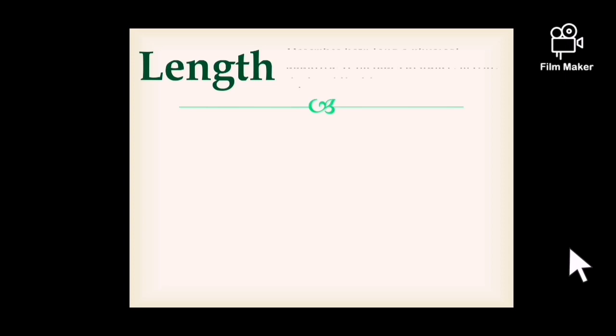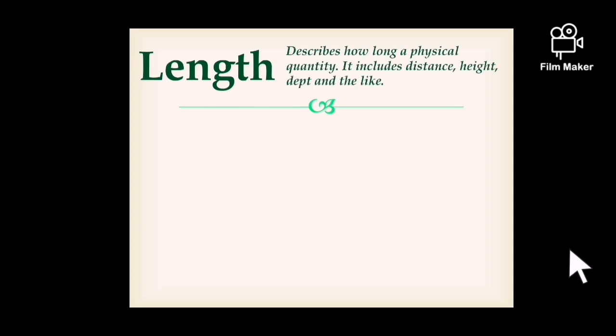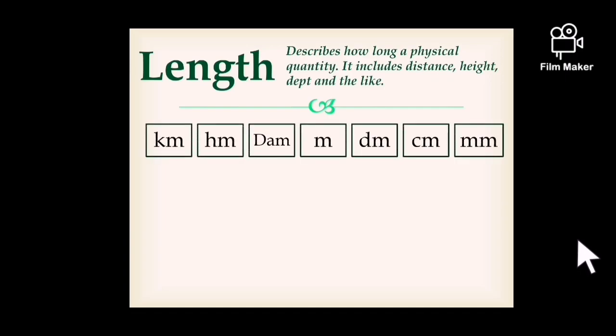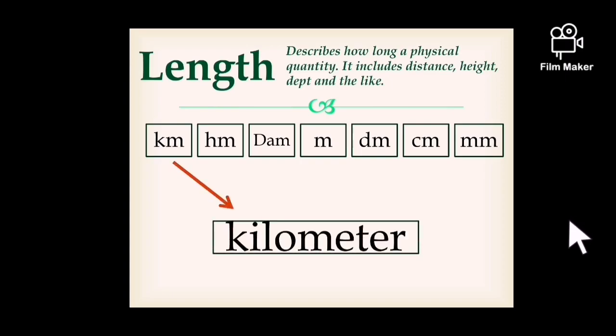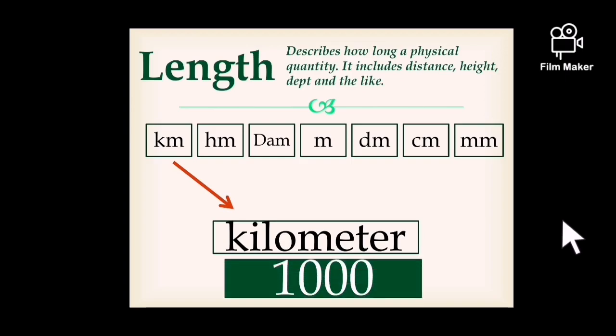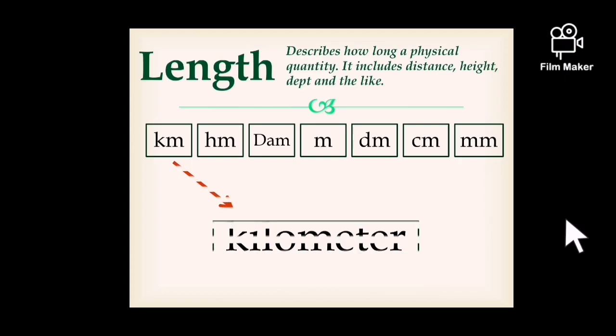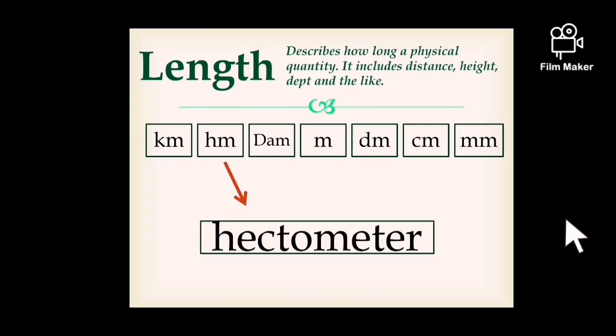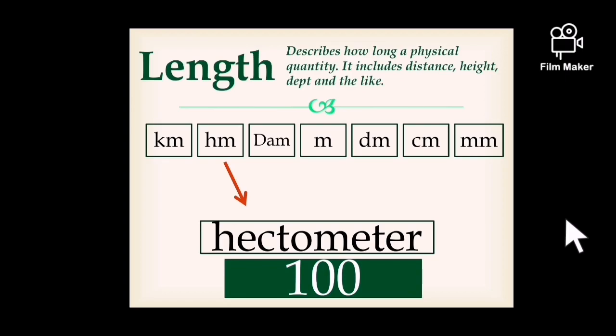So the first is length. Length describes how long a physical quantity is. It includes distance, height, depth, and the like. So here are the patterns that can be used in converting length. km means kilometer. Its value is 1000. Hm is for hectometer and it is 100.